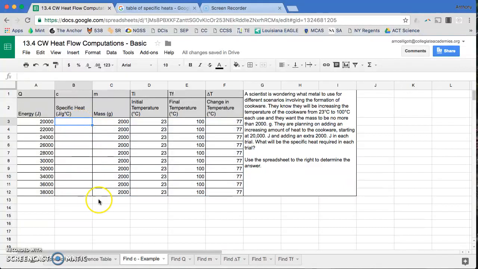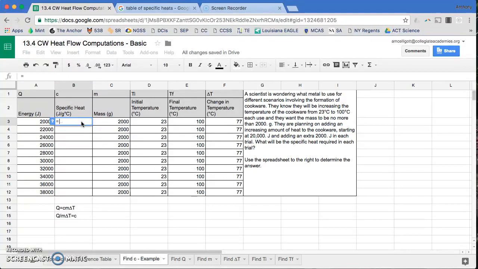So I'm thinking back to class from yesterday. I know our equation is Q equals C m delta T. And so now I need to figure out, well, what does C equal? And so if I divide both sides by m and delta T, I'm going to end up with Q divided by m delta T is equal to C. So now I know C is actually just equal to the heat divided by the mass and the temperature change. So I can write that code in here and have the spreadsheet calculate it for me.